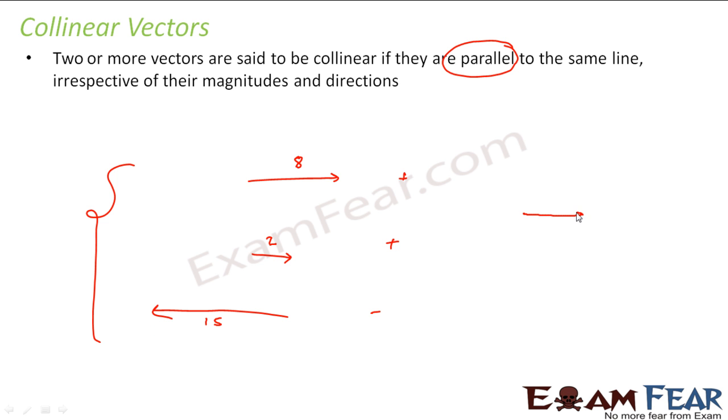Here, it can be in this direction or in this direction, it doesn't matter, but it has to be parallel. It can be this big or this big, it doesn't matter. The line of direction should be the same. That's all. Co is same, linear is direction. If they are along the same line, they are collinear.